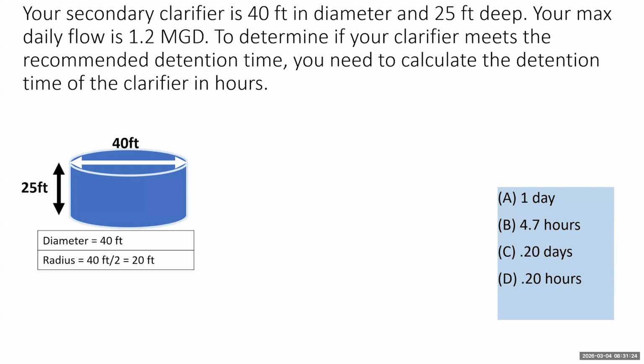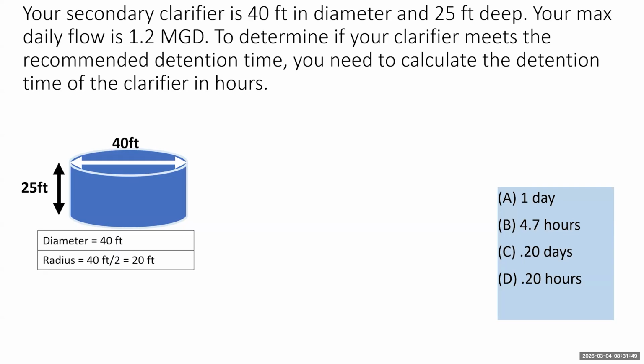And we also know that the radius is half of the diameter, so we can put that on there too as 20 feet. So that's a starting point. That's what we know. They tell us that it's 40 feet in diameter and 25 feet deep. We also know the flow rate, right? So it says the flow is 1.2 million gallons per day. So right there, we have feet and we have gallons. So we know that the units don't match.